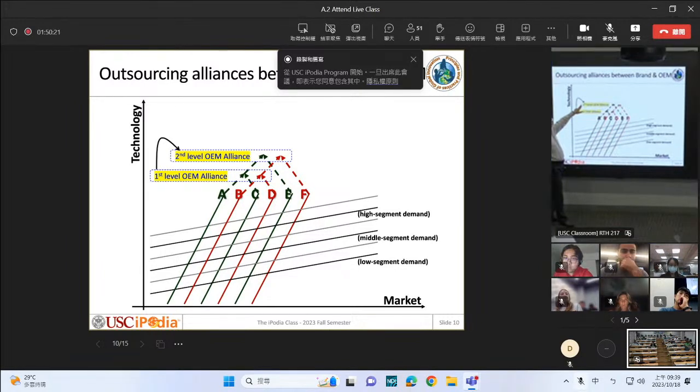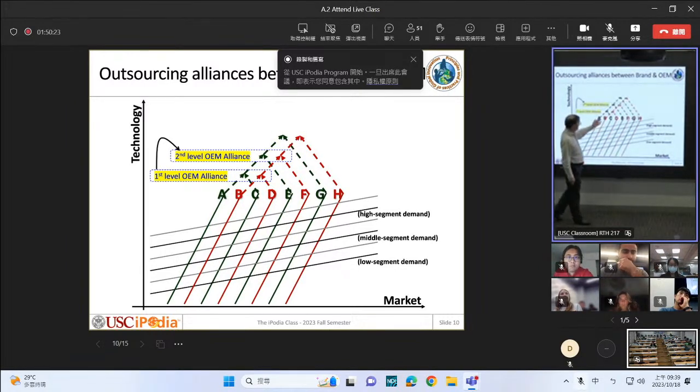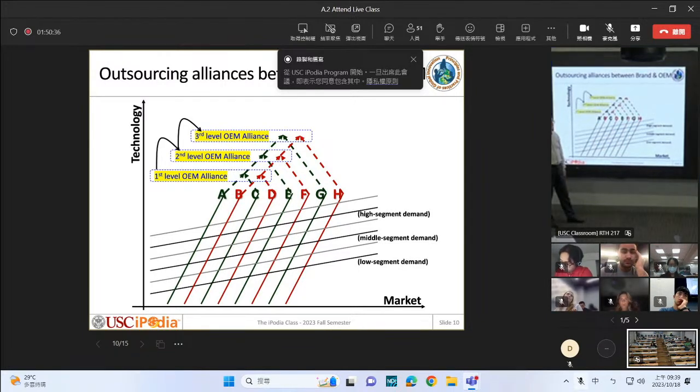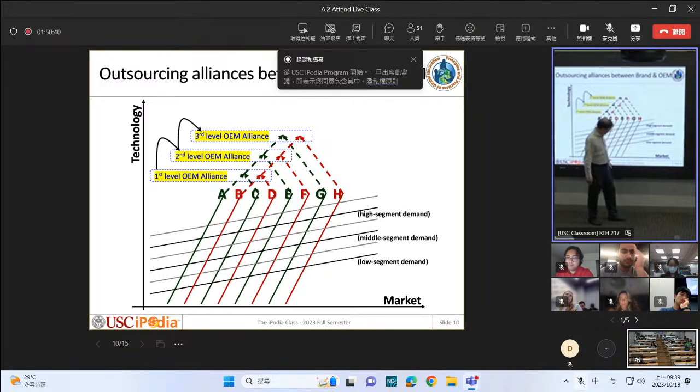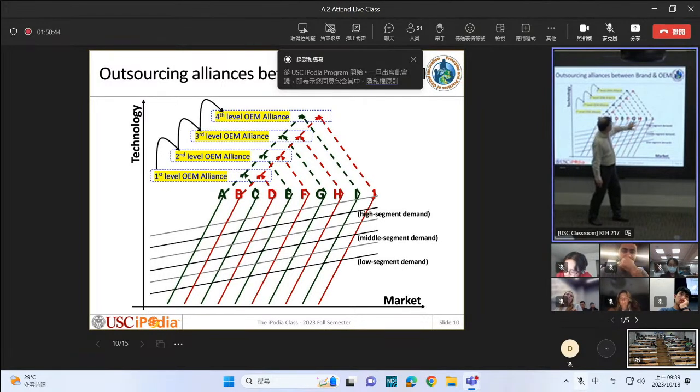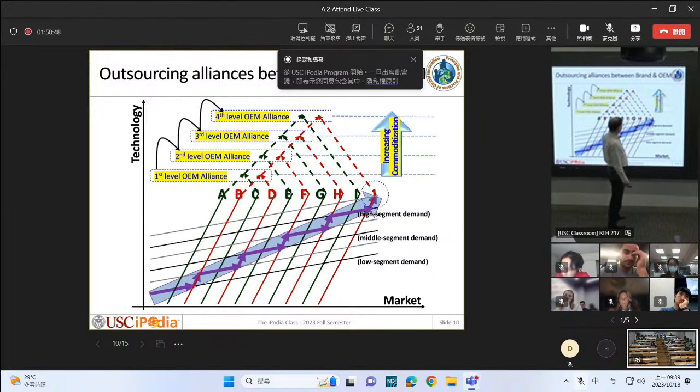See that? And then this will continue. So you see A, C, E, G become one group, competing with B, D, F, H. This becomes the third layer. So what happened is this keeps pushing toward the end, keeps pushing toward the late market, right? And eventually, you know what happened? It keeps going. You say, well, where does it end? Where does it end?